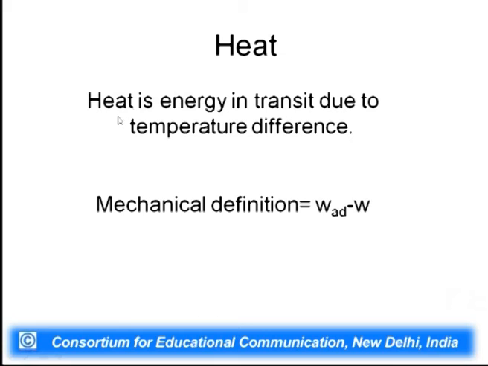So, what is heat? Heat is energy in transit due to temperature difference. So, this is energy in transit, and the mechanical definition is W adiabatic minus W. We already know that W adiabatic is equal to delta U. So, delta U minus W is your Q, and this is used to define heat.